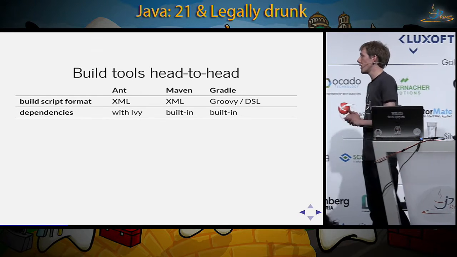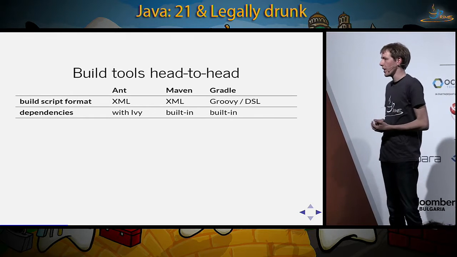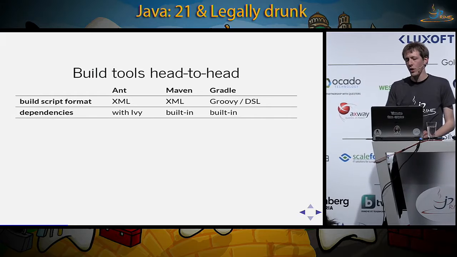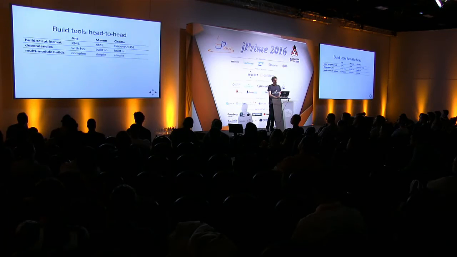All three of these build systems support dependencies, but when you use Ant, you need to have the Ivy library present to define your dependencies. And Maven and Gradle offer them built in. Well, what if you want to create a build that is a multi-module project?